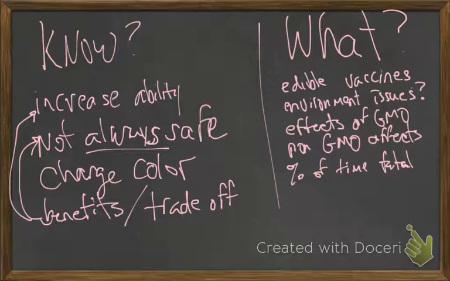And then we're going to look at what the edible vaccines, the environmental issues, and the effects of GMOs are, as well as the effects of GMO organisms on non-GMOs. And then finally, what's the percent of the time that it's actually fatal?